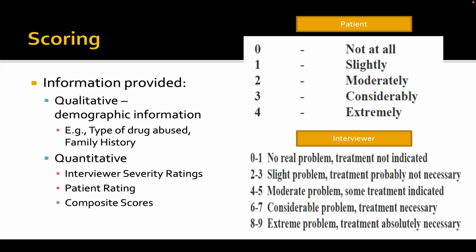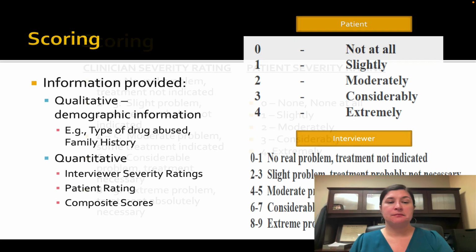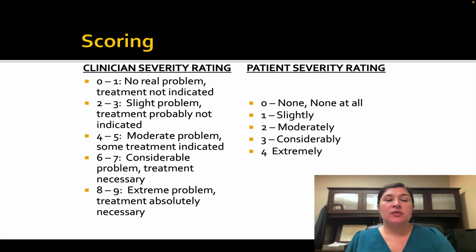And again, when it comes to scoring, the information provided for qualitative is going to be those demographic questions, as well as the types of drugs abused and their family history. And then quantitative is going to be the interviewer's severity rating, the patient's rating, and then the composite scores of all those domains.